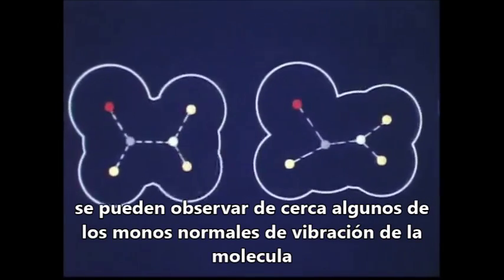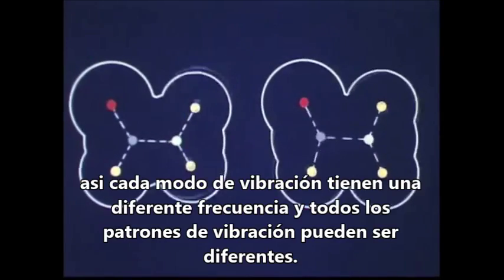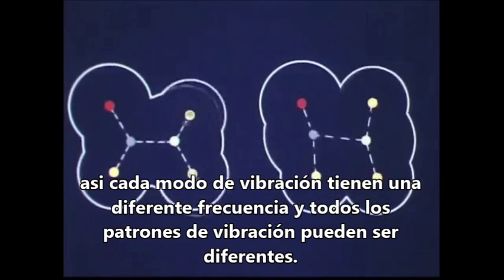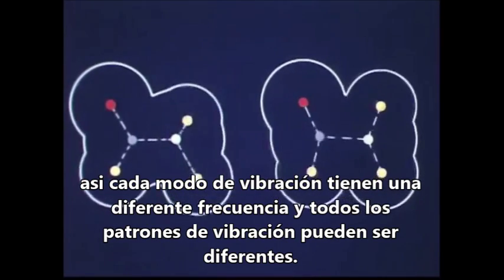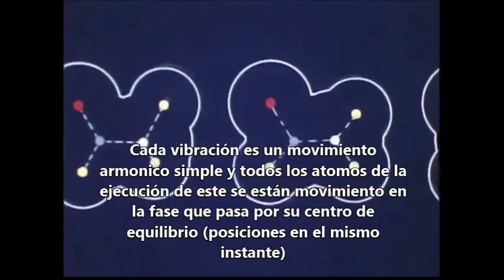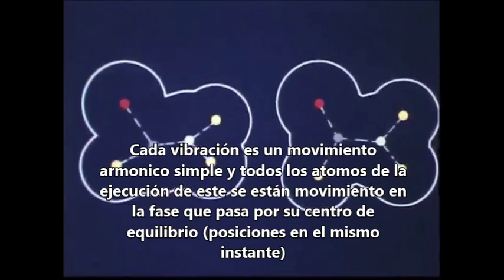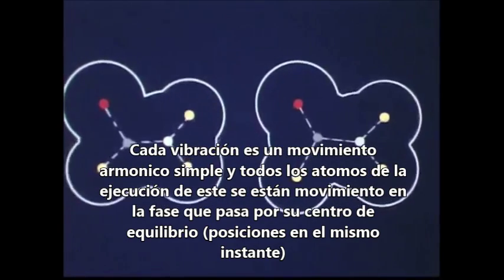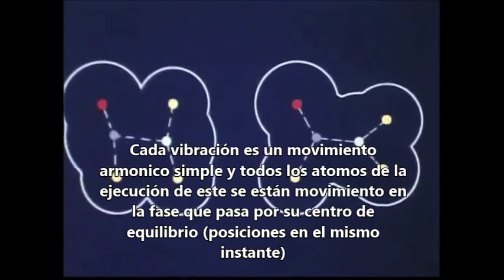Observing closely some of the normal modes of vibration of the formamide molecule, we can see that each vibrational mode has a different frequency, and all of the patterns of vibration may be different. Each of the vibrations is a simple harmonic motion, and all of the atoms executing this motion are moving in phase, passing through their center or equilibrium positions at the same instant.